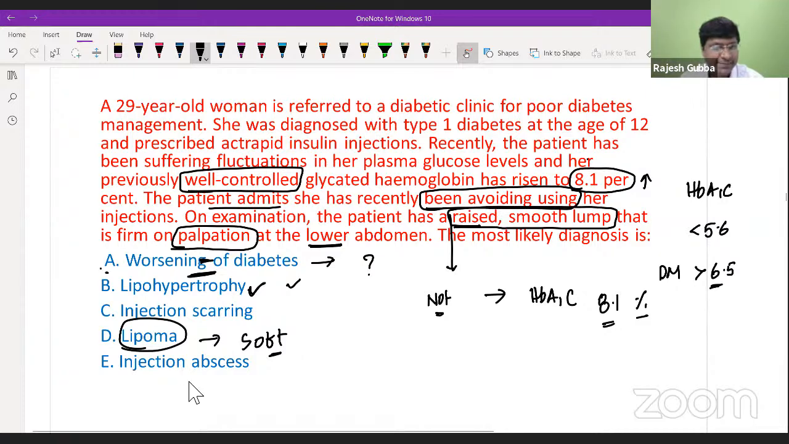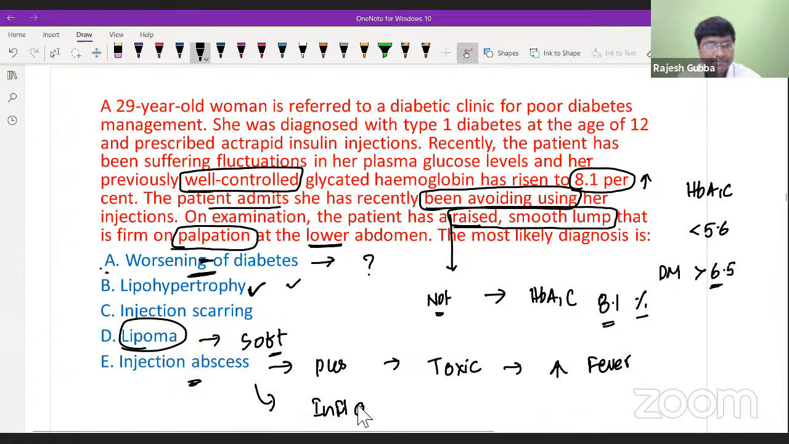And if you take injection abscess, it is the accumulation of pus. The individual will be toxic. They will have a very high grade fever. Okay, and all the signs of inflammation will also be there.